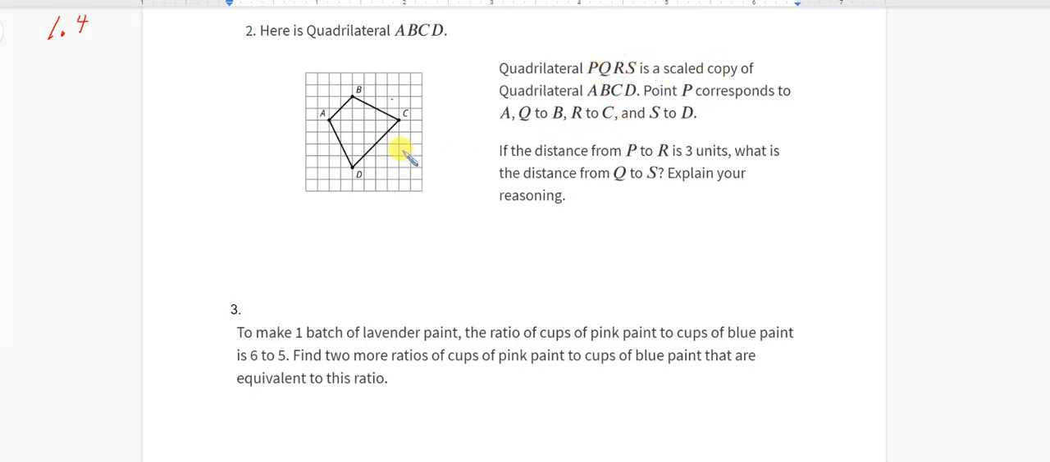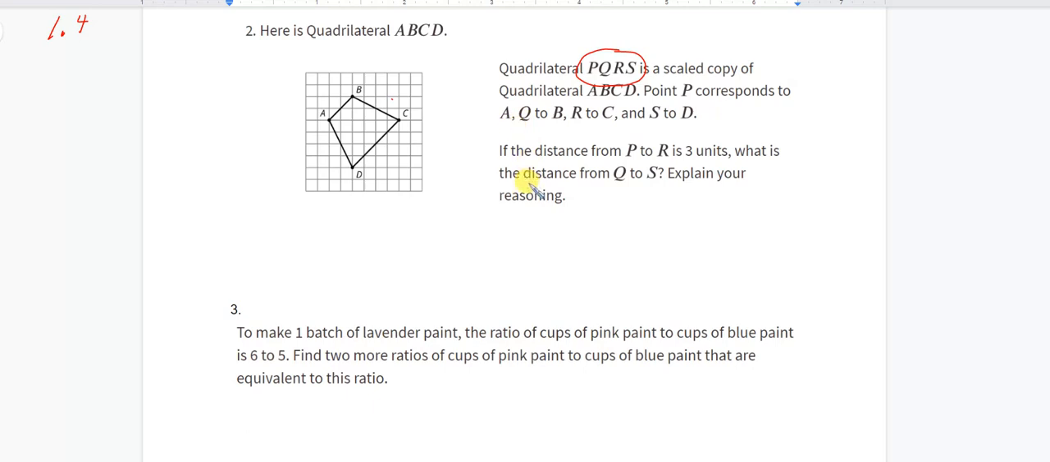PQRS is a scaled copy of this figure. So we're imagining out there somewhere another figure with letters P, Q, R, and S in the ABCD spots. And the question goes on to say that point P corresponds to A, Q goes to B, R to C, and S to D. And if the distance from P to R is 3 units, right?